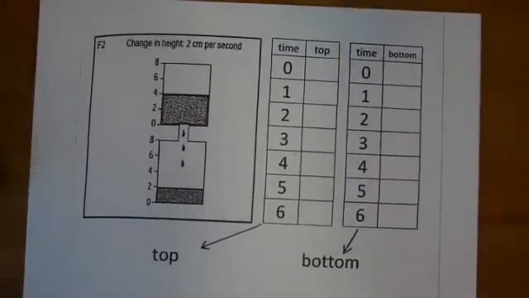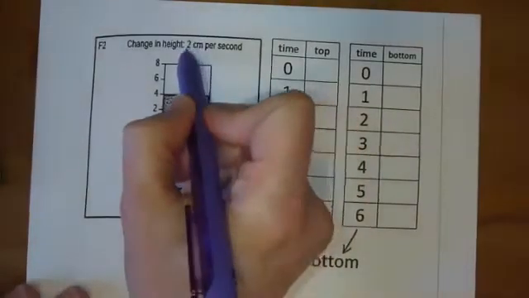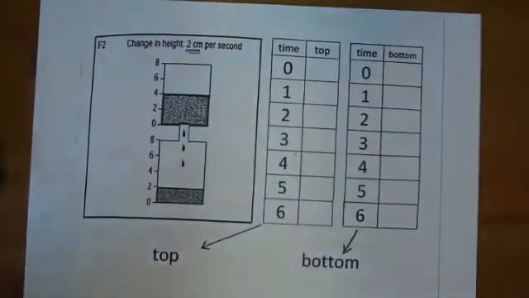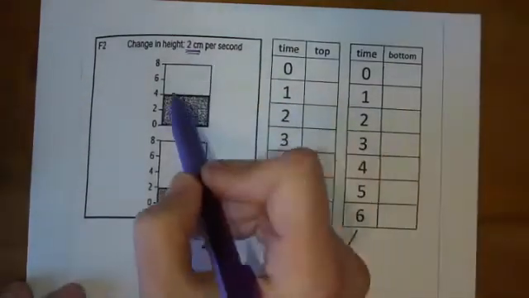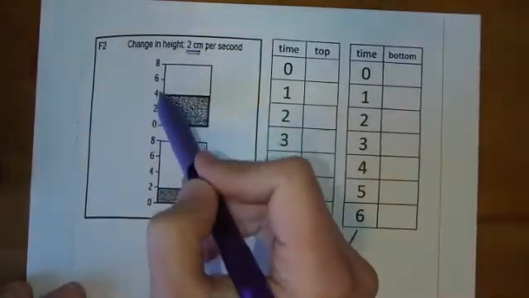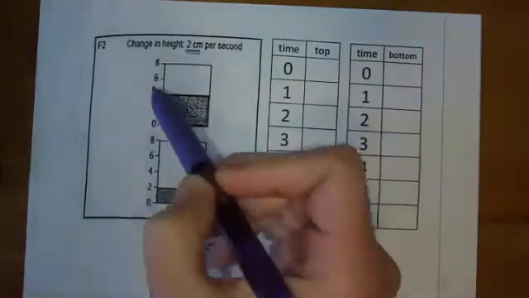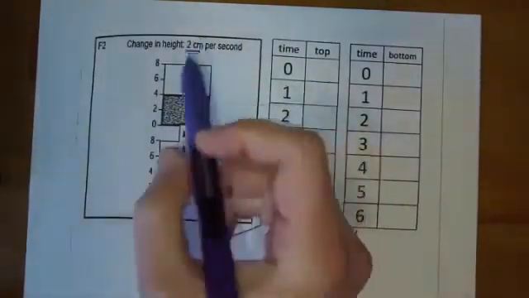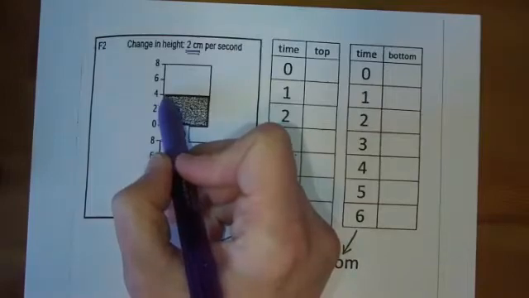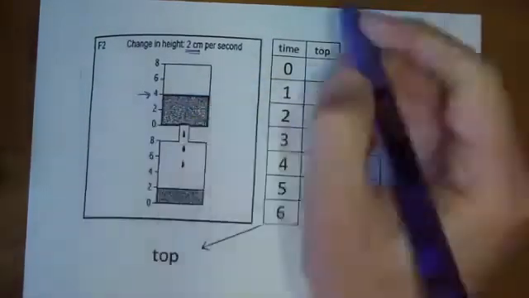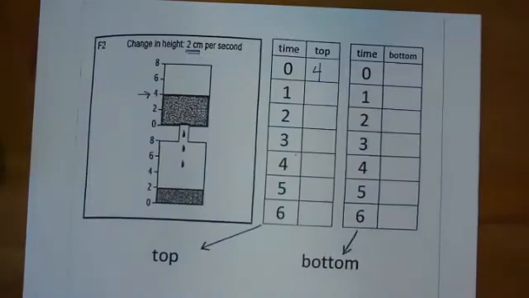All right, so this time we have change in height of 2 centimeters per second. So that's just a little bit different. Some things that are similar, the top tank is still losing water. The bottom tank is still gaining water. It looks like their starting places are a little different though. What's our starting place now for the top tank? It looks like it's right here at 4, right? And now we're losing 2 centimeters per second.